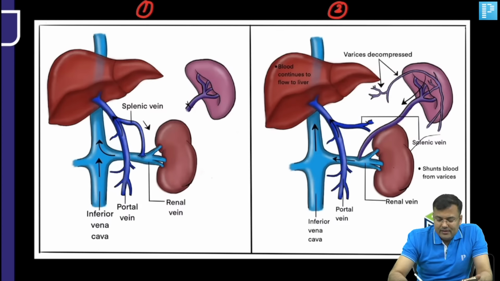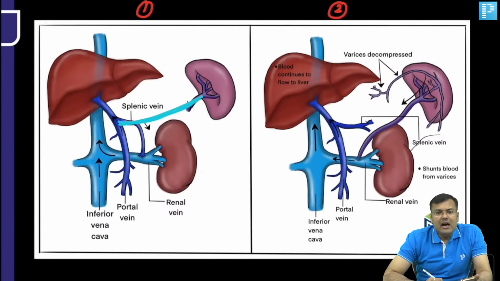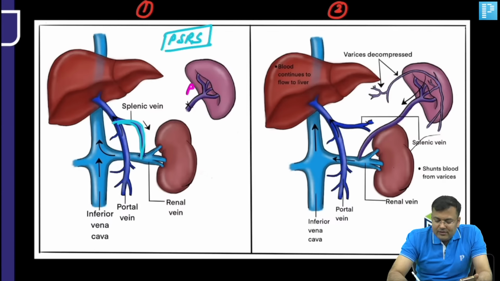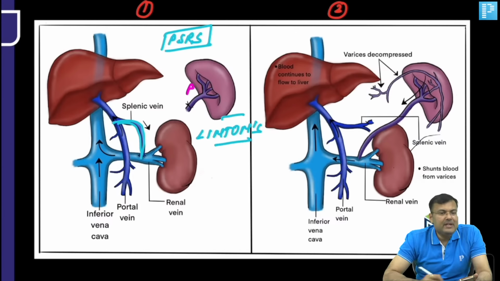First, you can see here, this is the splenic vein. Got it? What am I going to do? I am going to divide this proximal part of the splenic vein and attach it where? Can you see here? I am going to attach it to the renal vein. So, this is PSRS, proximal splenorenal shunt. Who made it for the first time? It is also known as Linton's shunt. You have to perform splenectomy and only then can you perform PSRS.